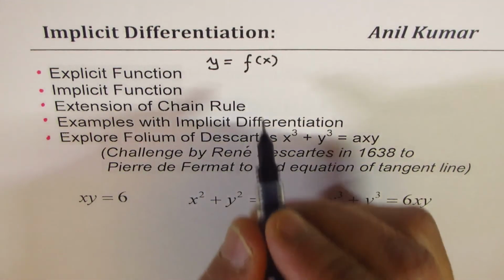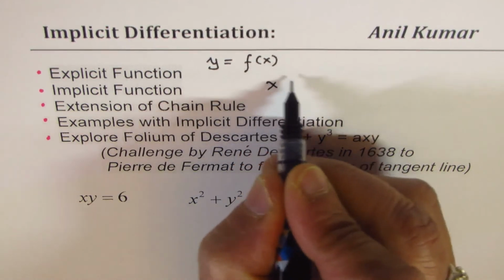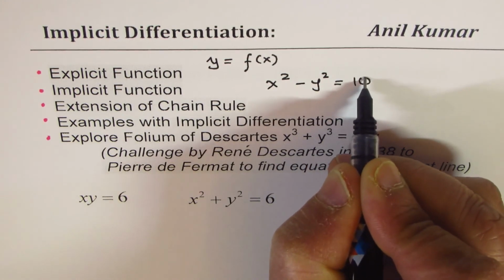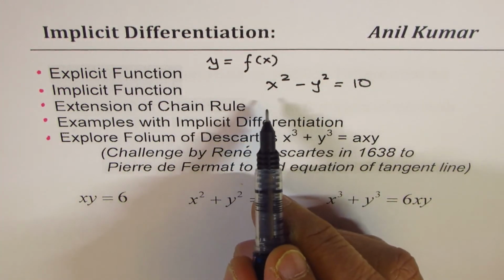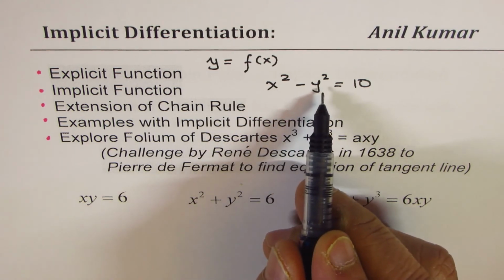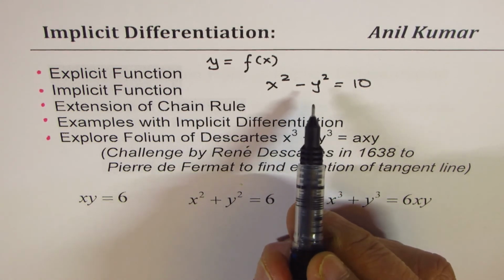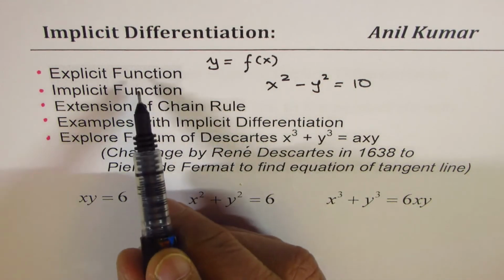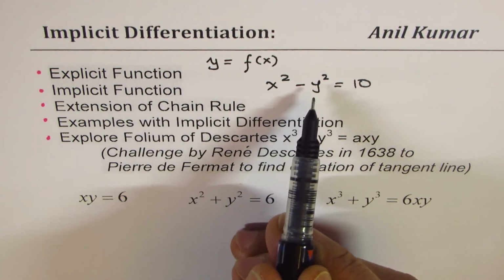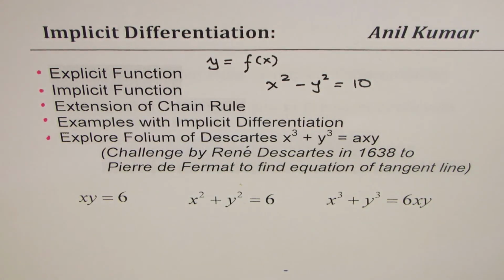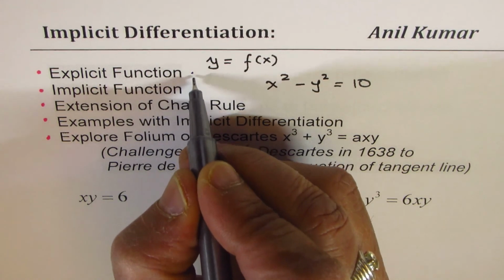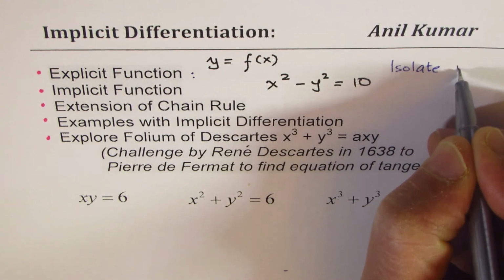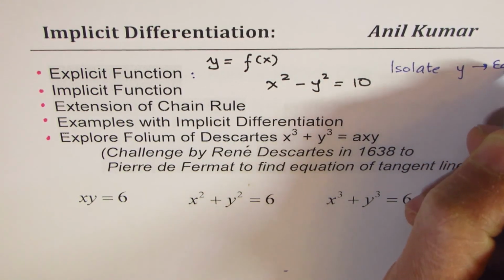However, you have seen many equations which could be written with a combination. For example, you could write x squared minus y squared equals to 10. Now, in this particular equation, you have both x and y terms. At times, it is easy to write y explicitly in terms of x, right? So that is what we mean by explicitly. That is to say, when you can isolate y, right? So in explicit functions, we could isolate y, right? And get the equation.